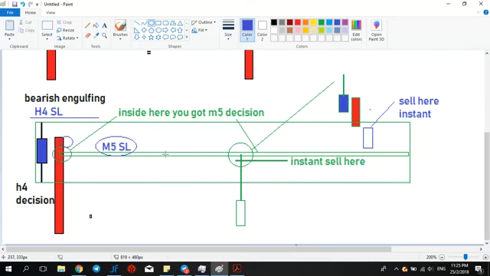Sometimes you can still use M5SL, but it's quite risky because you will lose your trade. It's a good trade. You will be floating for a moment, but eventually you will get in profit, because your entry is based on H4, so it's more profitable for you to take the H4 TP and use the H4 SL. So take about a 1-to-3 ratio like that, a minimum.